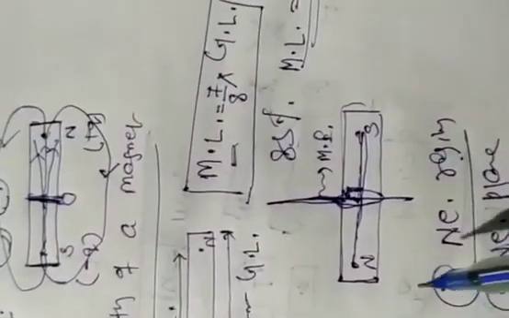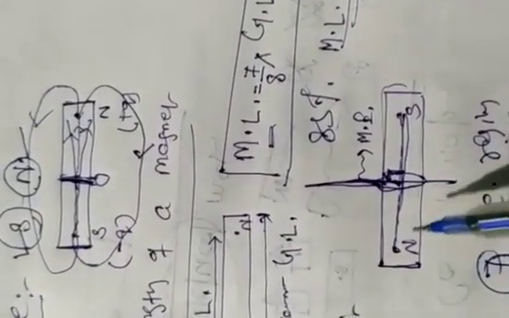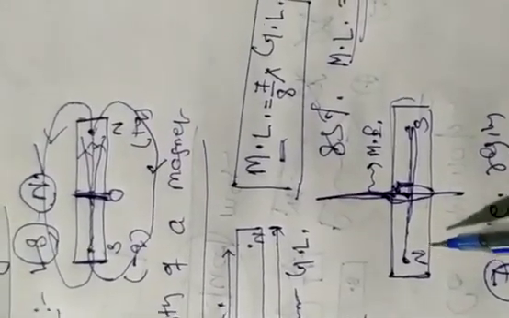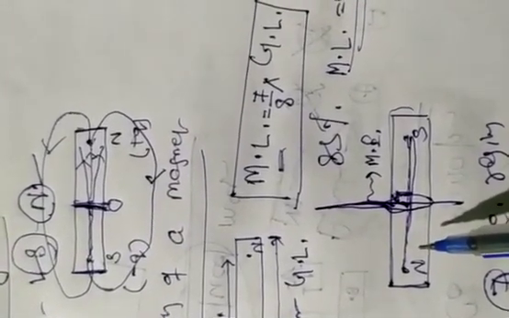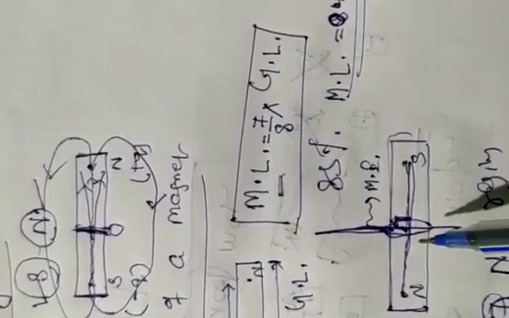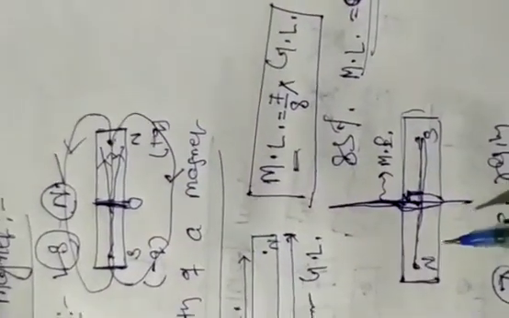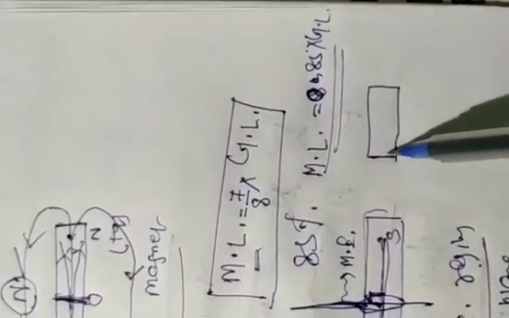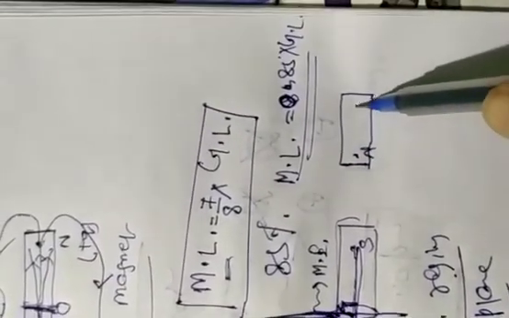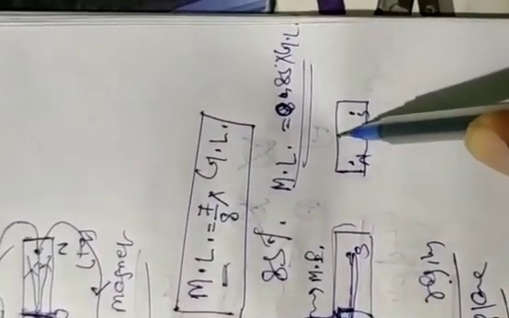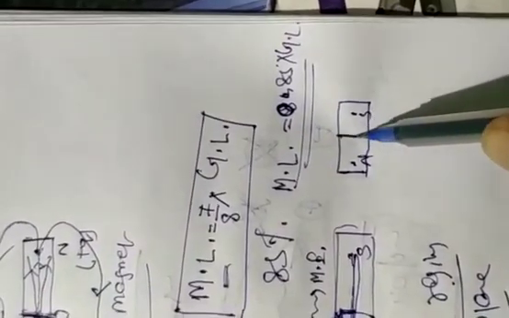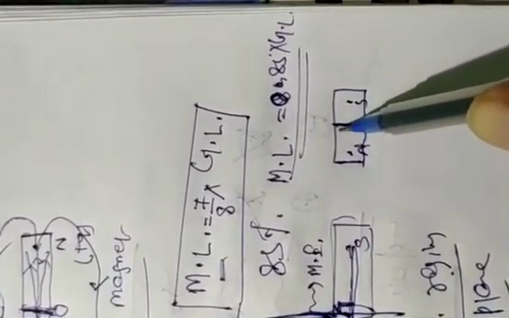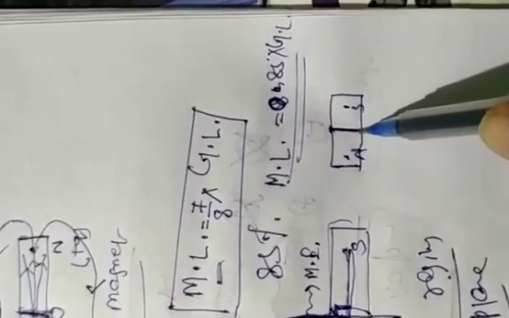What do you mean by neutral plane? The portion of the perpendicular bisector of the magnetic axis which remains within the magnet is known as a neutral plane. So dear students, this is the bar magnet having north pole and south pole. The plane passing through the neutral region, and this plane is inside the magnet.